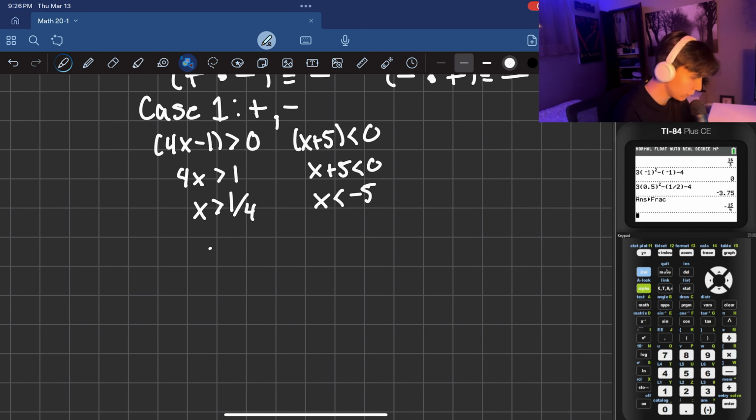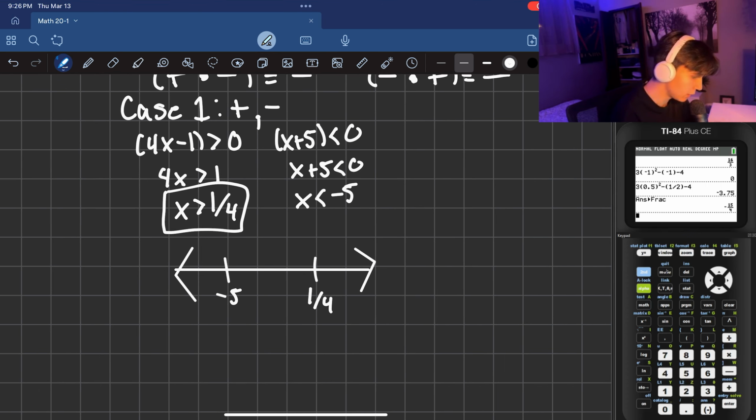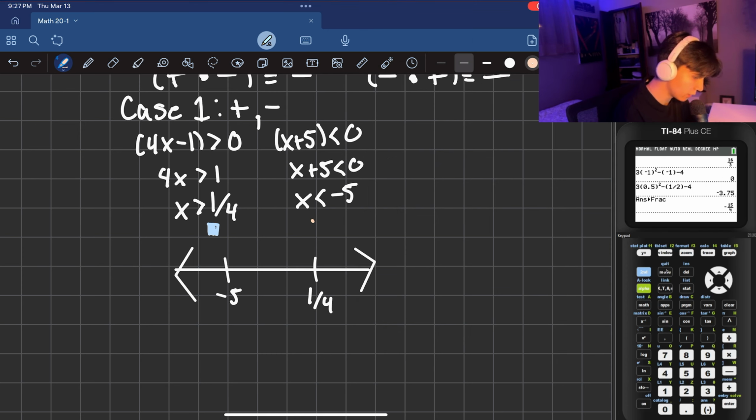Now, what we do is we draw a number line. We have this here and this here, and we're going to put the lower number on the left, so we have negative 5. Again, it doesn't have to be perfect, you're just drawing your numbers that you want to communicate. So we have 1 over 4, and what we're going to do is express the inequalities on this number line. So I'm going to set x is greater than 1 over 4 on this number line as blue, and the other one as orange.